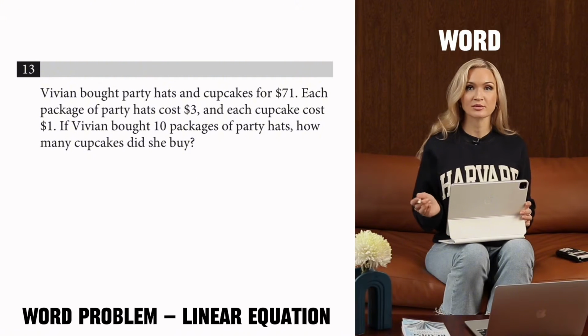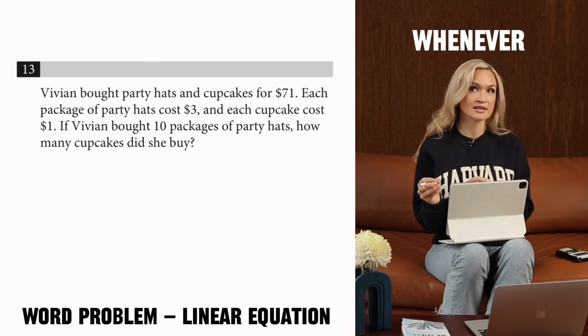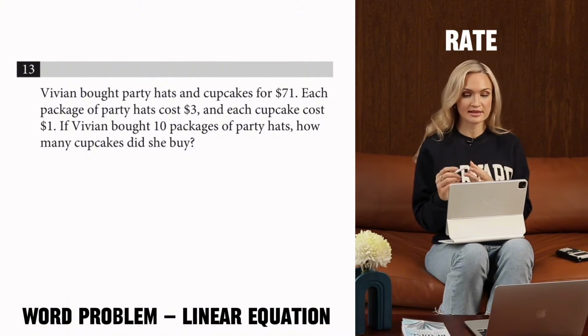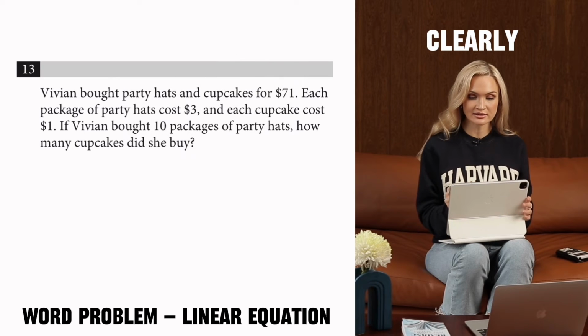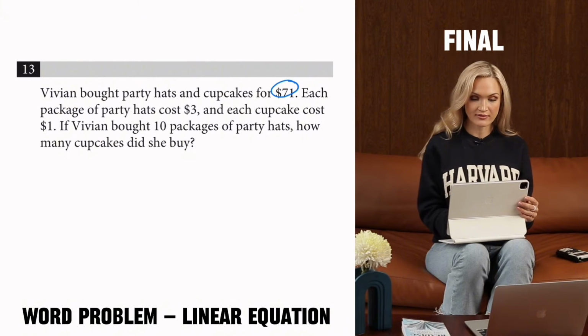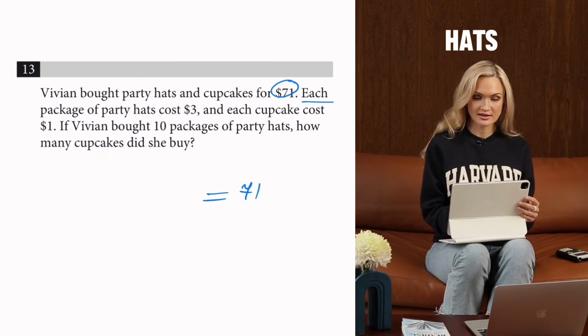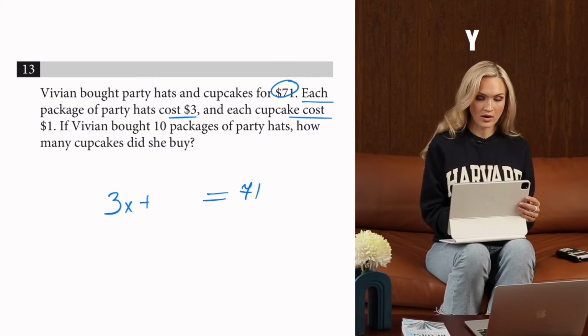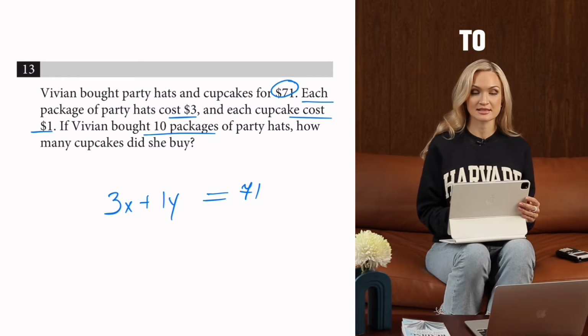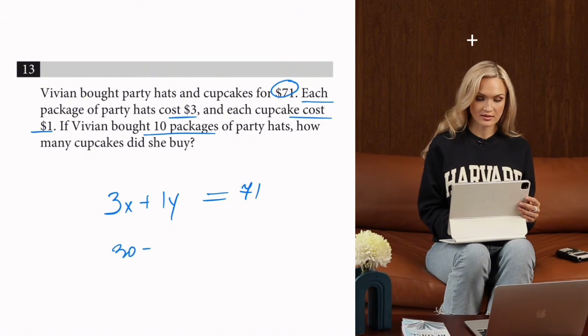Question 13, another word problem. So words and numbers, whenever I see a number, is this a value? Is this a rate? 71 is clearly a value. This is my final value. This is going to be my y. Each package of party hats costs $3. That's going to be my slope. So let's just say 3x plus 1y is equal to 71. And then I happen to know that x is equal to 10. So then 30 plus 1y is equal to 71. Y is going to equal 41.